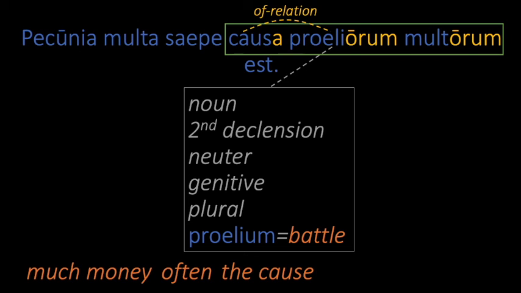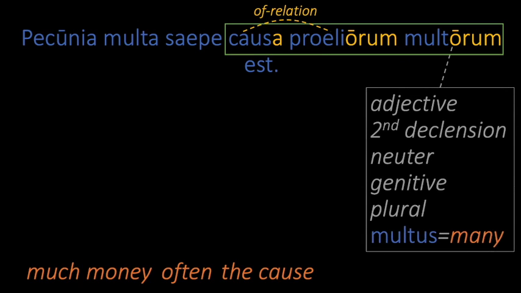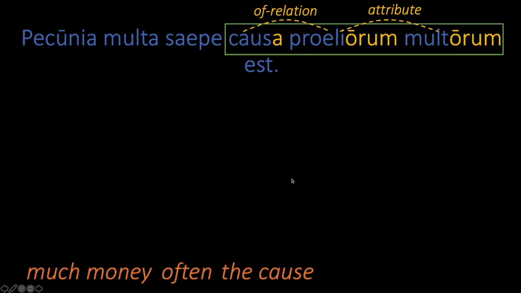Moving on, we have multorum, which is one of the plural forms of the base multus, so the meaning is many instead of much. It follows proeliorum and agrees with it in gender and number, so we read it as attributive. So for the phrase, we have the cause of many battles.